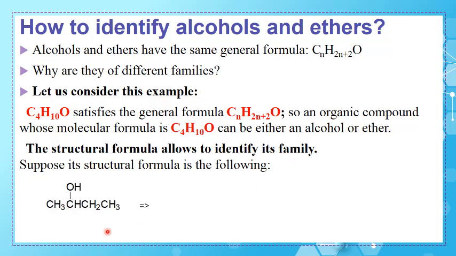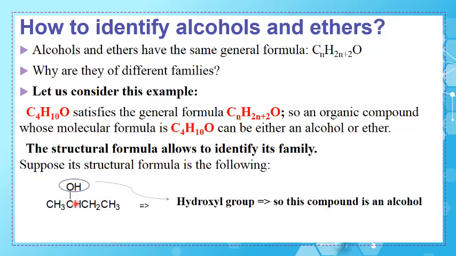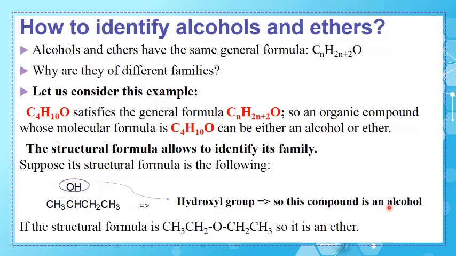Suppose the formula is the following. As you can see here, what do we have? We have OH, that is the hydroxyl group. So the hydroxyl group is the functional group of what? Of alcohol. So this compound is an alcohol. While if the structural formula is in that form, as you can see here, the functional group is inserted here, it is 1 oxygen, so it would be an ether. So actually the structural formula will allow us to identify the family between alcohols and ethers.